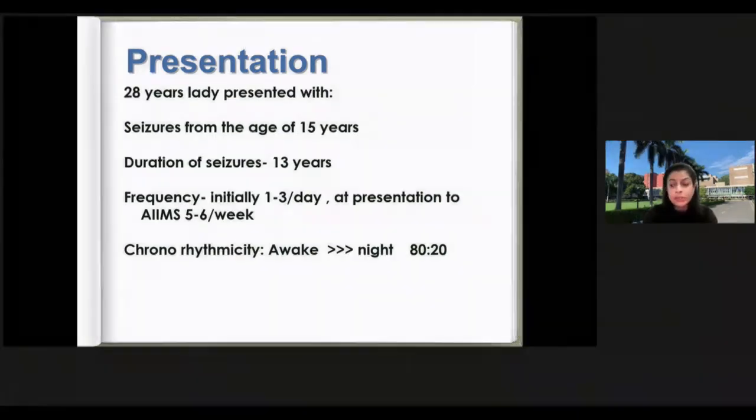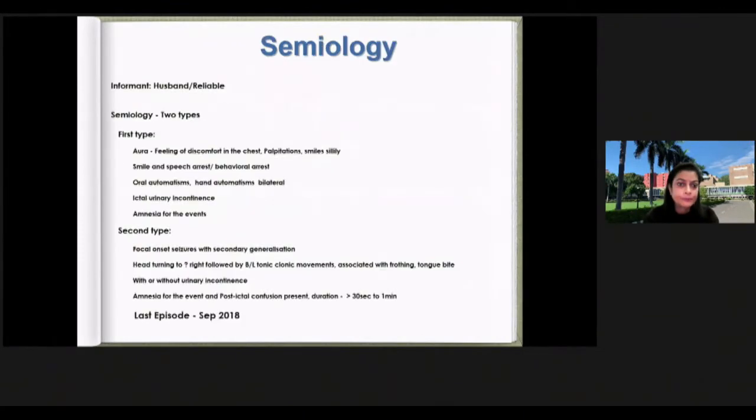There was no nocturnal preponderance of these episodes. Most of the episodes occurred in the wake state. In fact, all the episodes we recorded in our epilepsy monitoring unit were in the wake state. However, the family did tell us that a few episodes did happen in sleep. They told us about 80% of them happen when she's awake and not in sleep.